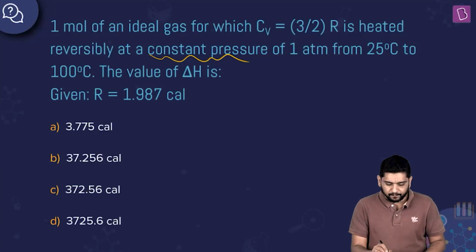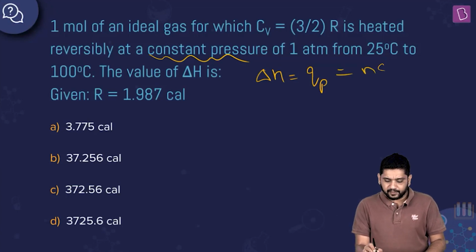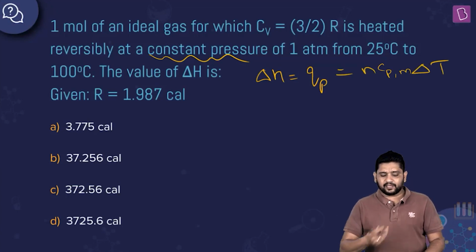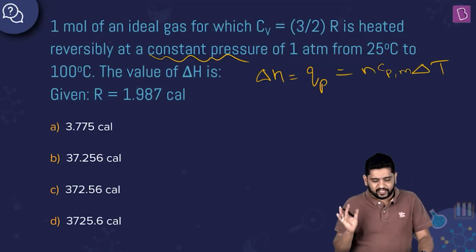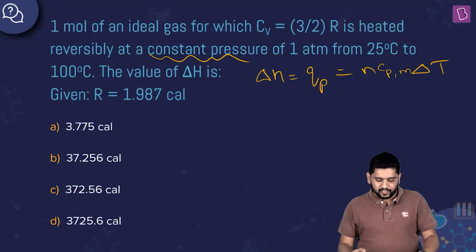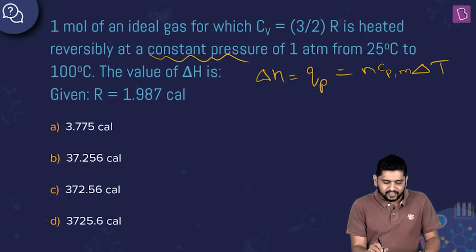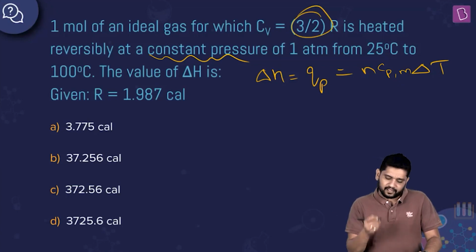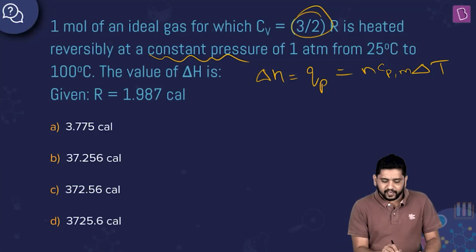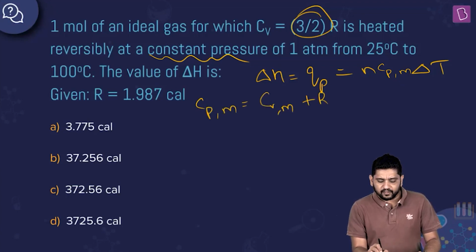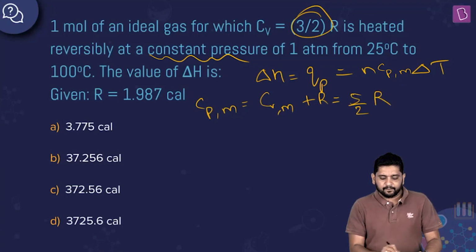You can use delta H is equal to QP is equal to nCp delta T, or in fact nCp delta T is something that you can use always, right? So delta H is always equal to nCp delta T. So what do we have here? Cv is known to us. Cv, rather this is Cv molar, but yeah, whatever. So Cv is known, so Cp molar is equal to Cv molar plus R, which is 3 by 2R plus R, which is equal to 5 by 2R, right?